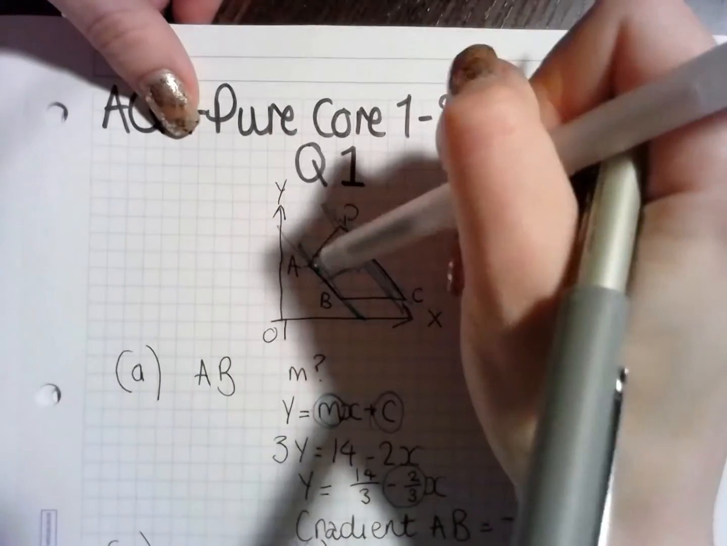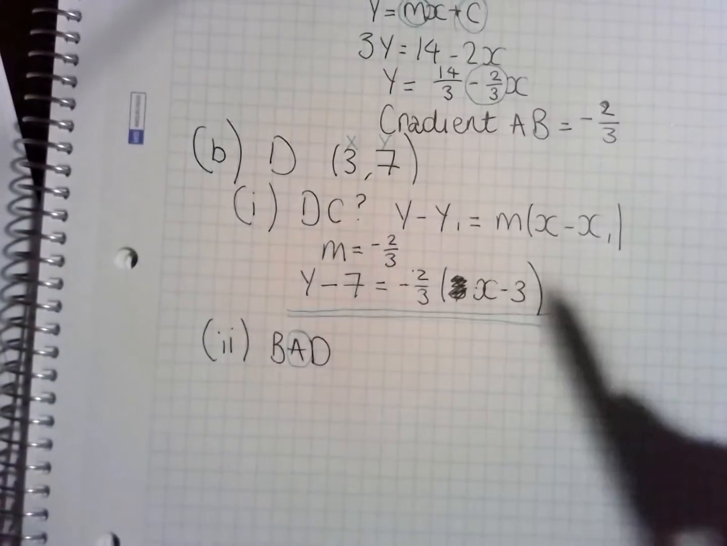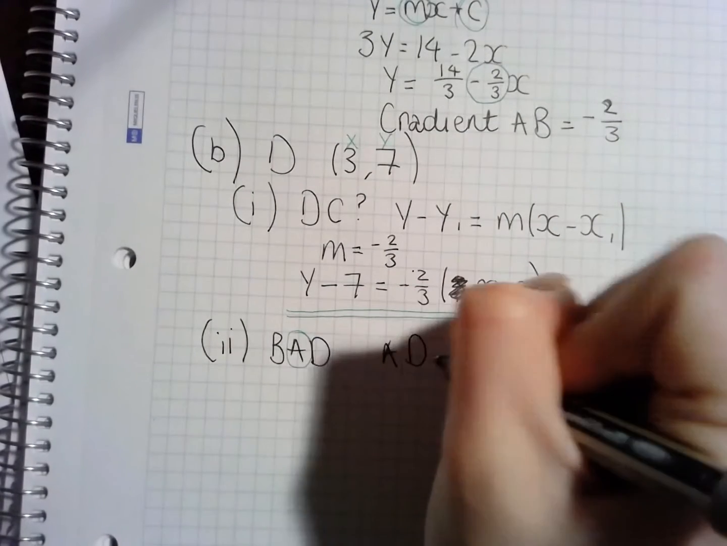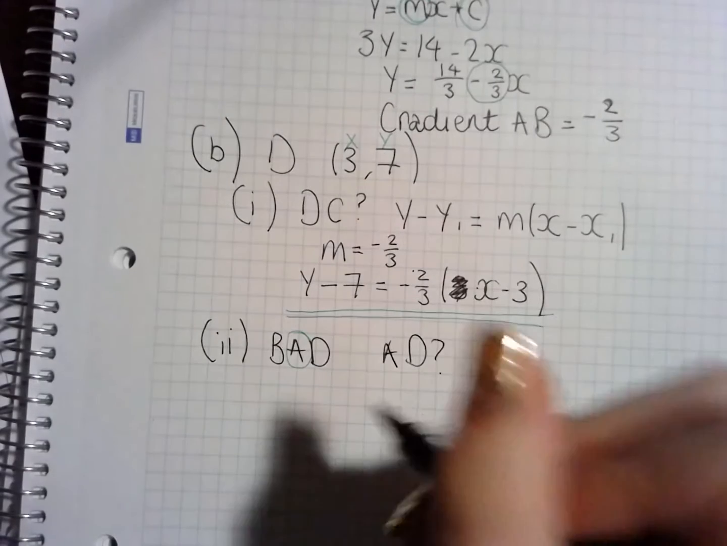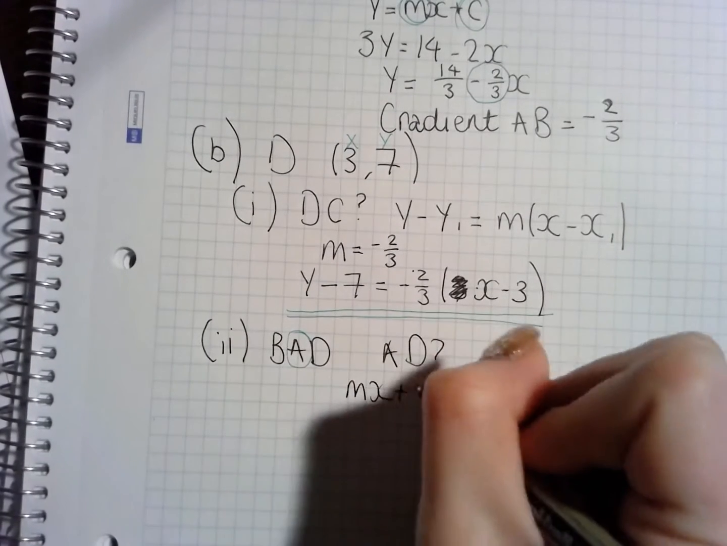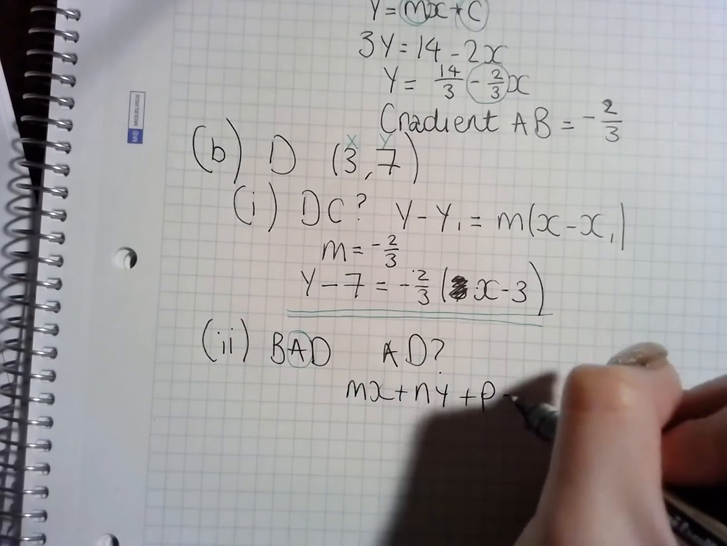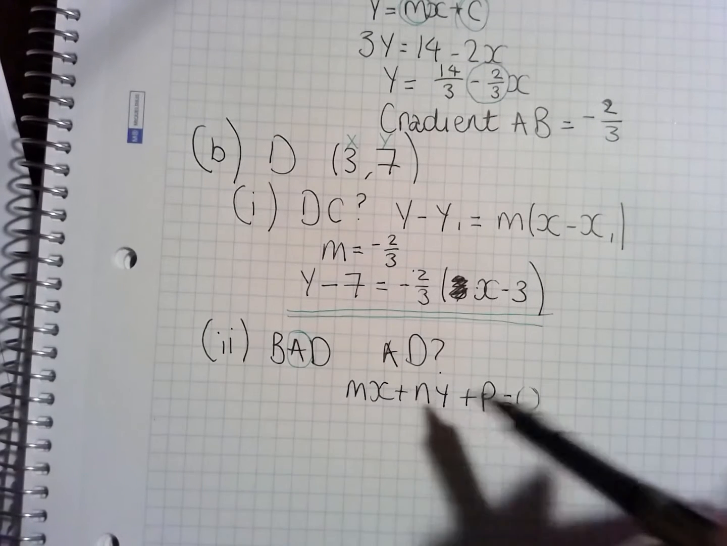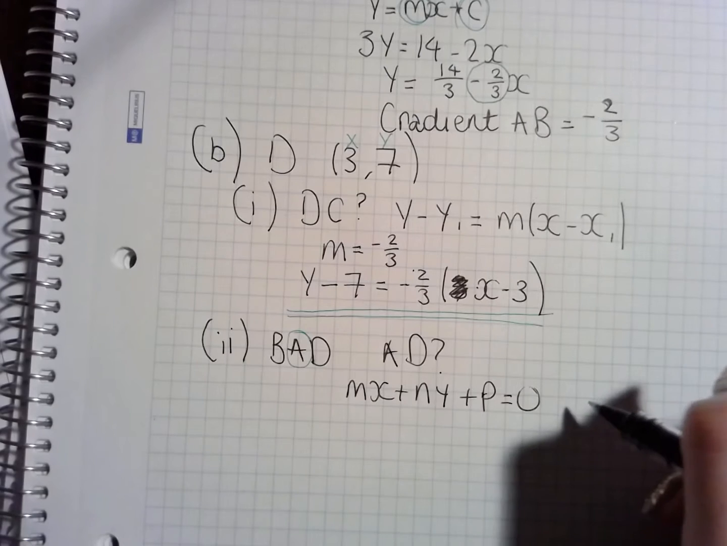Let's just read the rest of the question. Find the equation for the line AD, giving your answer in the form mx plus ny plus p equals 0, where m, n, and p are all integers.